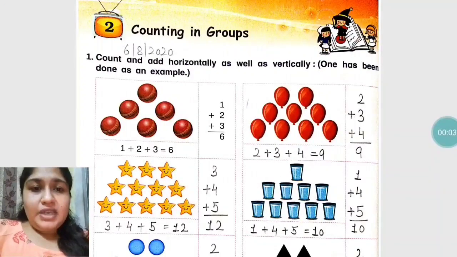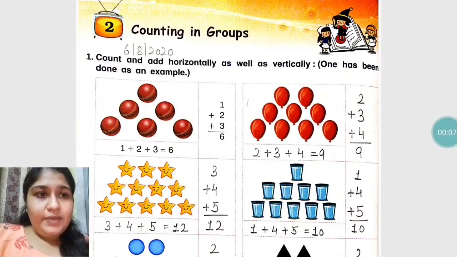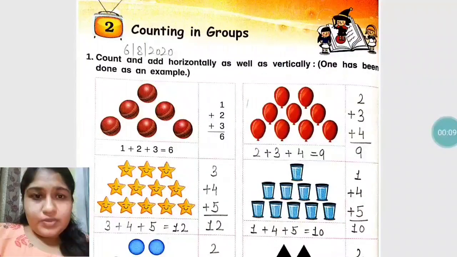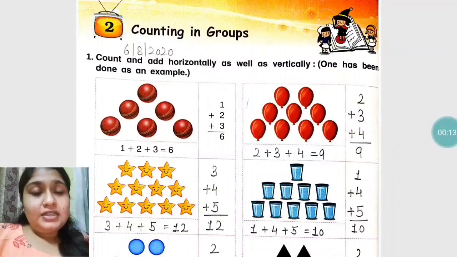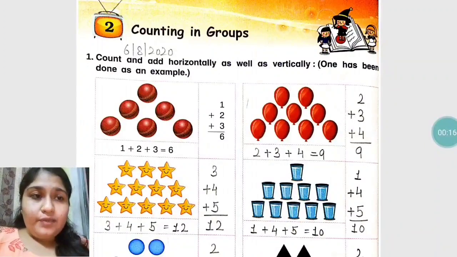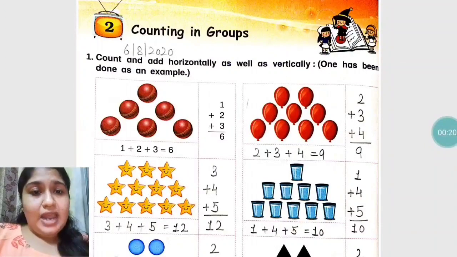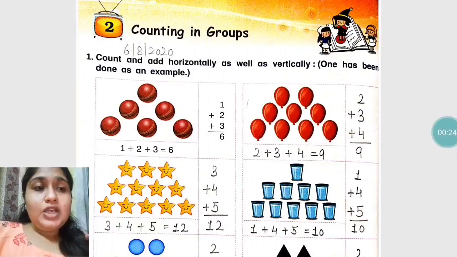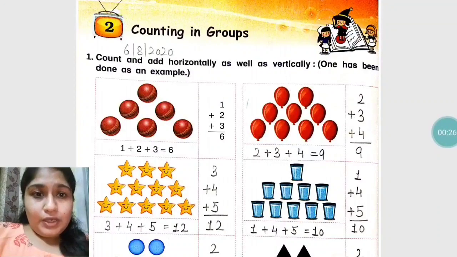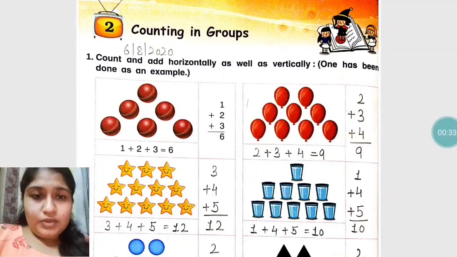So students, be ready with your pencil and rubber. Okay, so as you can see, the second object is a balloon. So students, we have to add it in groups. Okay, we don't have to count it one by one. We have to add them in groups. So in the first row, as you can see, 2 balloons are there. In the second row, 3 balloons are there. And in the third row, 4 balloons are there.